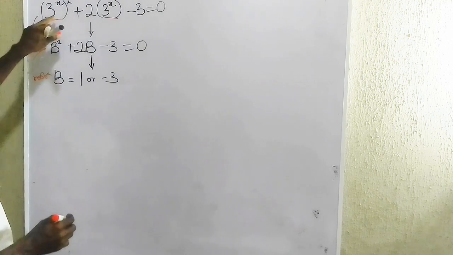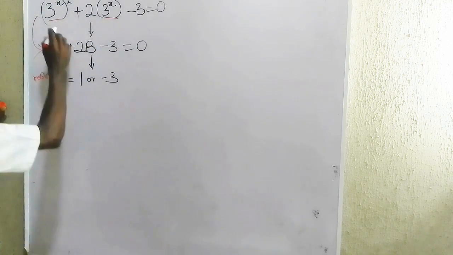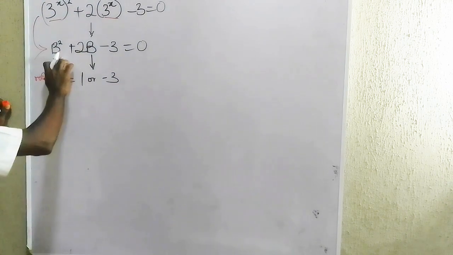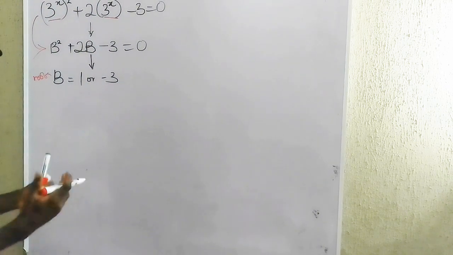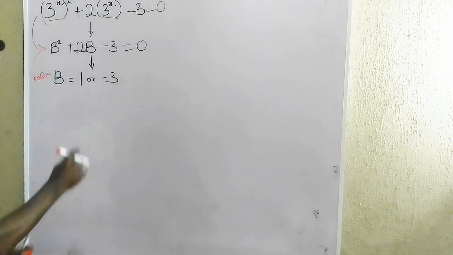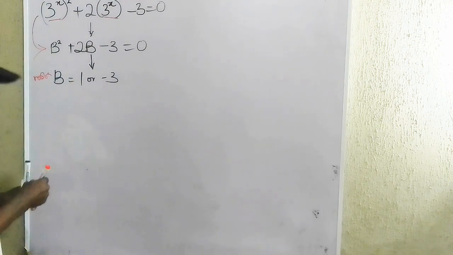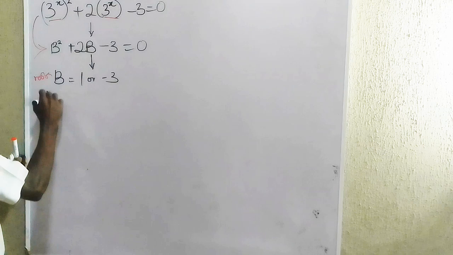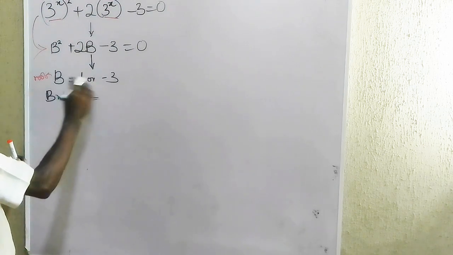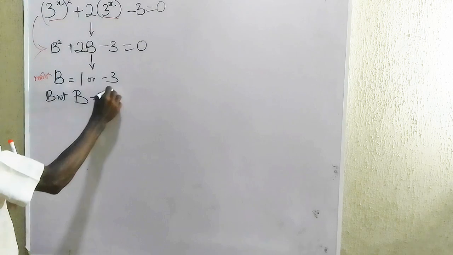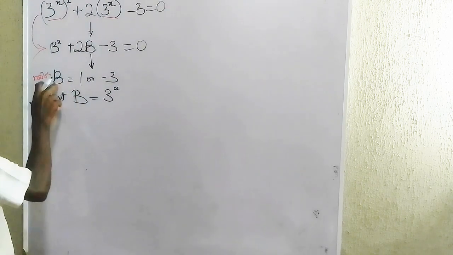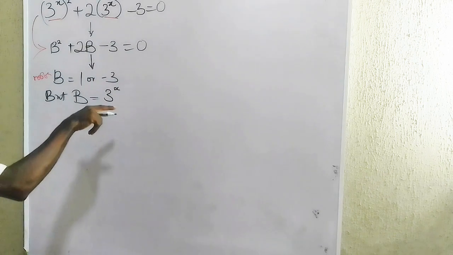But that's not what we started. There's no b in the original equation. There's no b here. So what we did was to represent this with b, to make it easier to solve, and then we'll go back. Now it's time to go back to where we started. But b actually represented what? 3 raised to power x. So what that means is this: wherever we see b in this, we'll put 3 raised to power x.